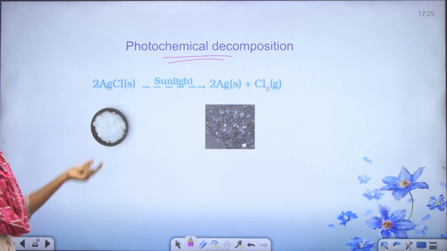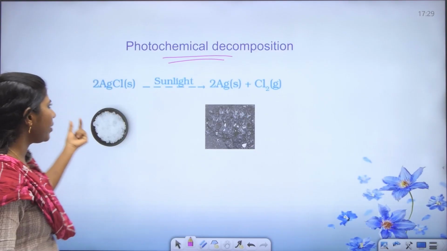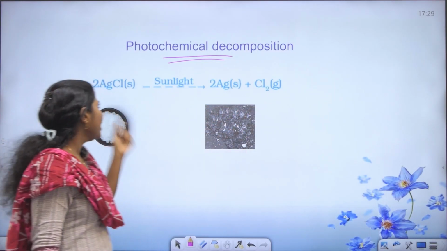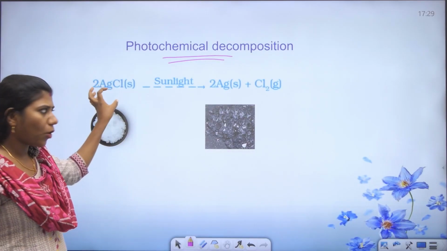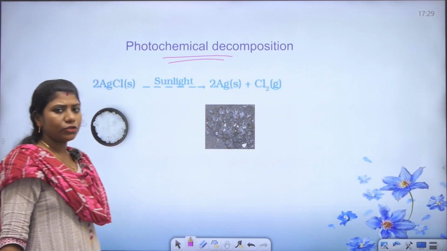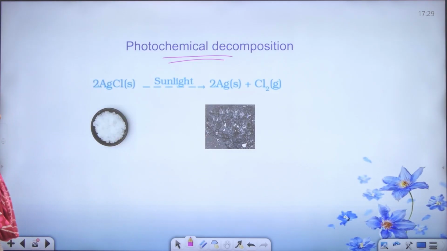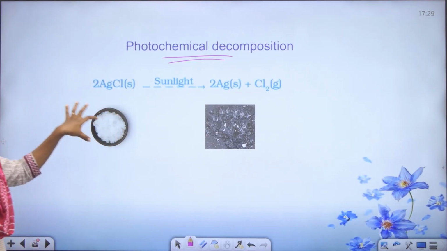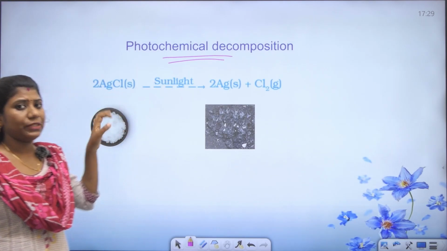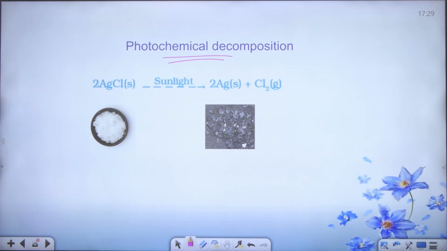AgCl is silver chloride. Silver chloride decomposes to form silver and chlorine. Silver chloride is a single compound. It decomposes to form silver and chlorine gas, two products. So it's a decomposition reaction. Here this reaction is carried out in the presence of sunlight, so this is an example of a photochemical decomposition reaction.